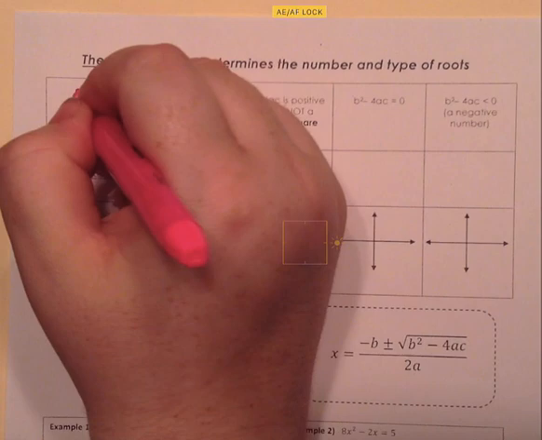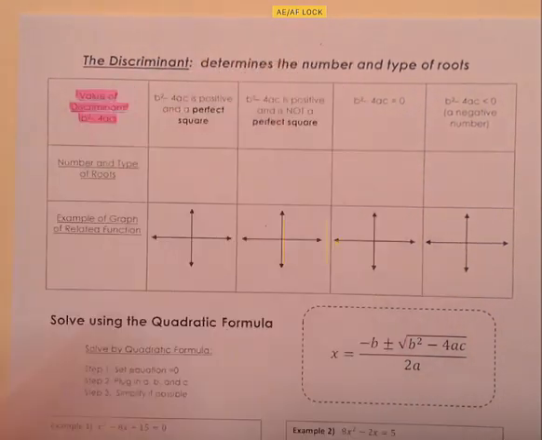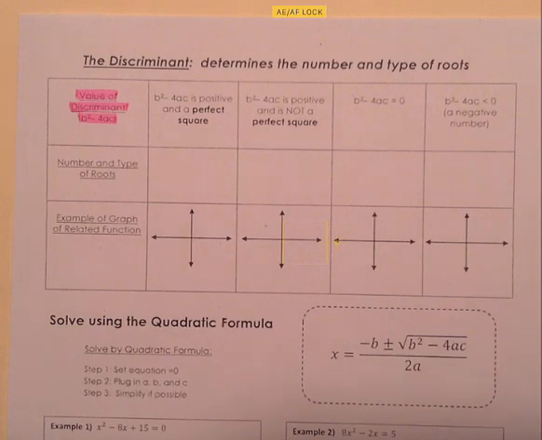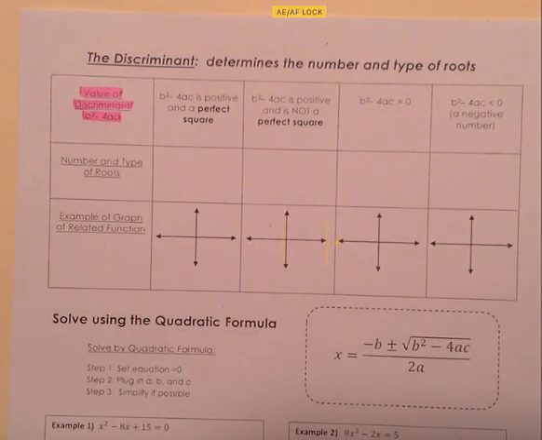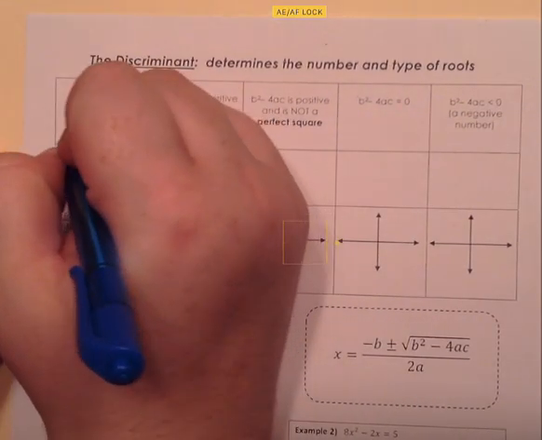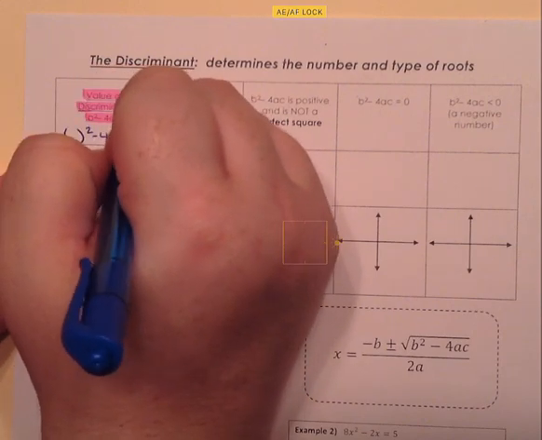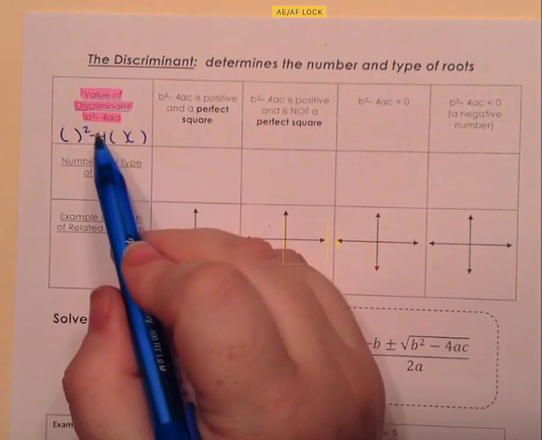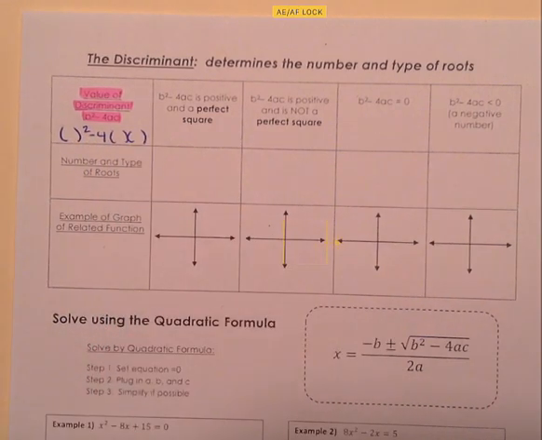The value of the discriminant is found from b squared minus 4ac. Whenever you determine this, for every letter you're going to put in the number from the quadratic. So every time you do this, you're going to have parentheses squared minus 4 parentheses parentheses, because it's b squared minus 4ac. You're going to plug your numbers into there. You're going to need to know your a, b, and c.